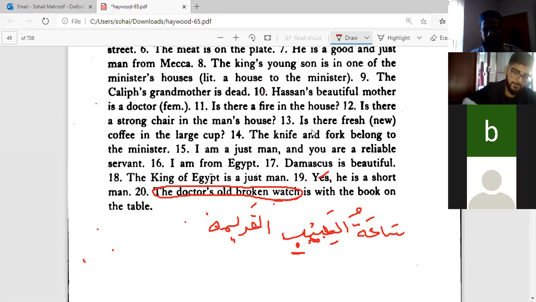Okay. And it's going to be al-qadimatu. What do you think? Yes, it has to agree with the case of Sa'atu as well. Sa'atu tabibil qadimatu. The old broken is what? Al-maksuratu. Maksuratu, right? Again, it's an adjective, right? So Sa'atu tabibi al-qadimatu al-maksuratu.